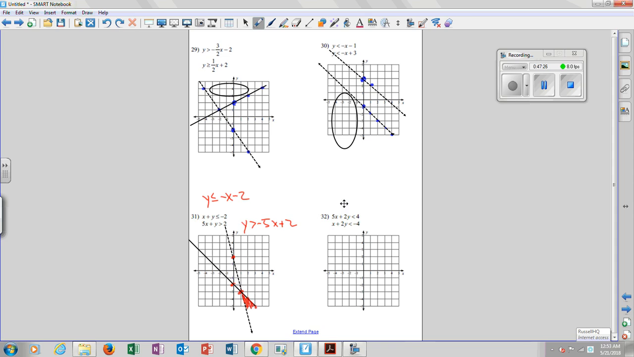Last but not least, subtract the 5x over. Get 2y is less than negative 5x plus 4. Divide by 2, you get y is less than negative 5 halves x plus 2. Second equation, got to get y by itself too. Subtract the x over. Your 2y is less than negative x minus 4. Divide by 2. Y is less than negative 1 half x minus 2.